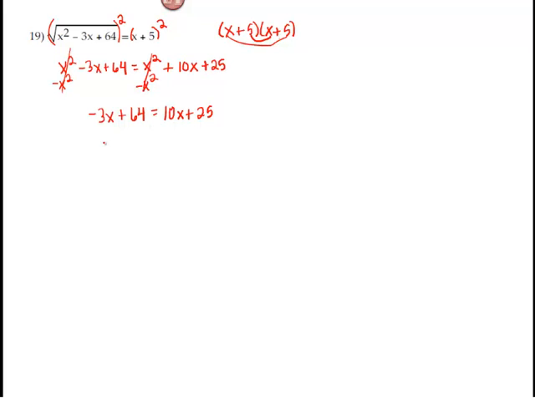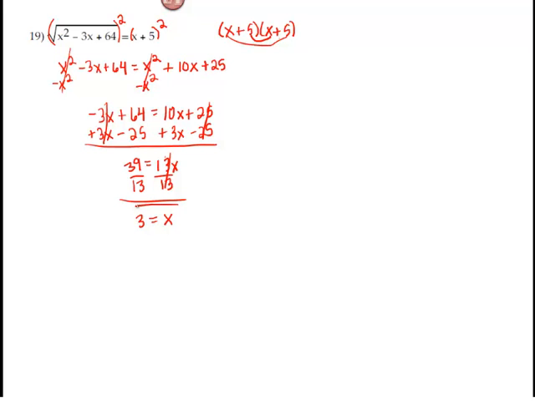So now we just need to get the x's on one side and the numbers on the other. I can add 3x or subtract 10, whichever way I want to go about that. And since I added 3x, I need to subtract 25. So this is 39 equals 13x. And if you divide both of these by 13, then you get x equals 3.